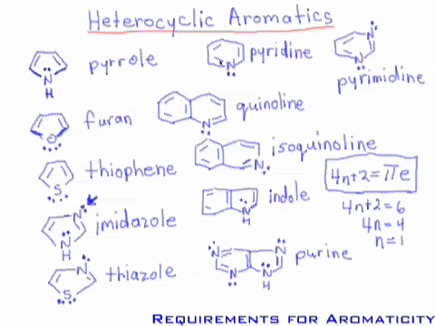This one has a double bond, so I just count the pi bonds. 2, 4, 6, 2, 4, 6. In this case, I can't count this lone pair because it has a double bond to it. 2, 4, 6, 8, 10. 4n plus 2 equals 10, 4n equals 8, n equals 2. All of these will turn out to be aromatic.